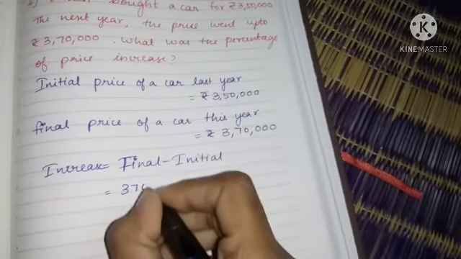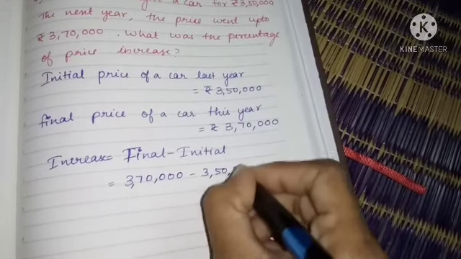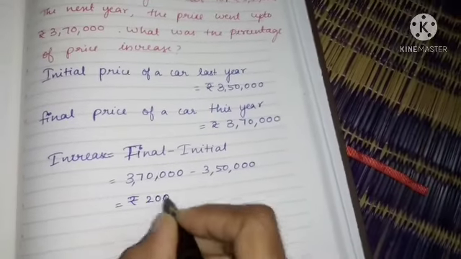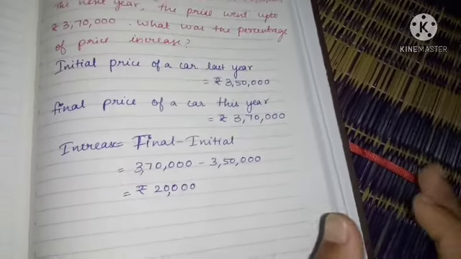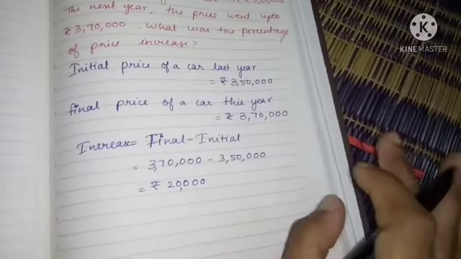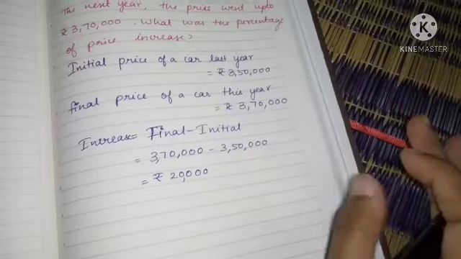Final is 3,70,000 minus 3,50,000. Okay, so how much is it? Rupees 20,000 is there as the increase in amount. Okay, the increasing amount is nothing but 20,000 rupees. So we should find the percentage increase. Correct?